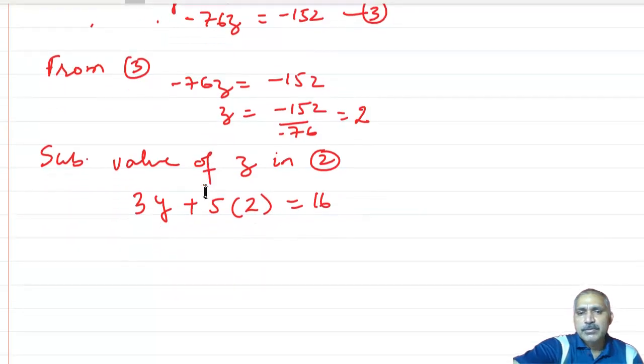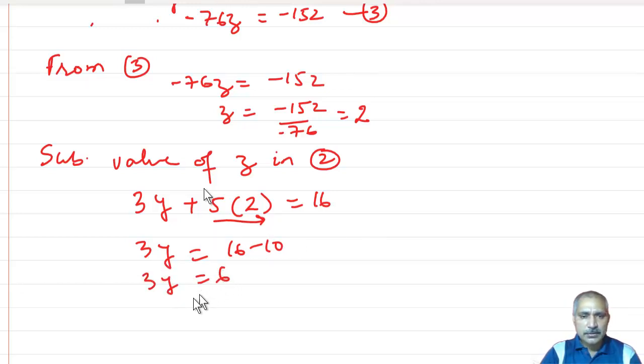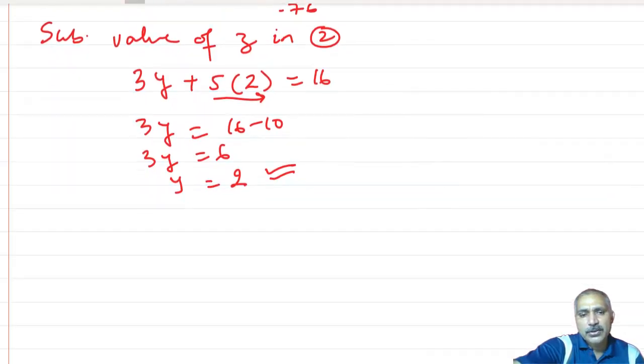We will simplify this one. 3y is equal to 16 minus 10. This product, 10, will go to the right side and become minus 10. So 3y is equal to 6, y is equal to 2. So we got the second answer. We got the answer for z, we got the answer for y.